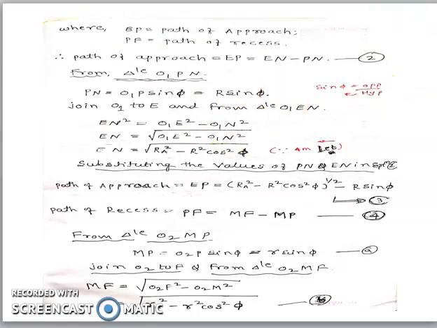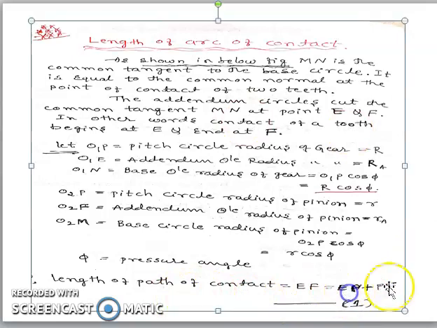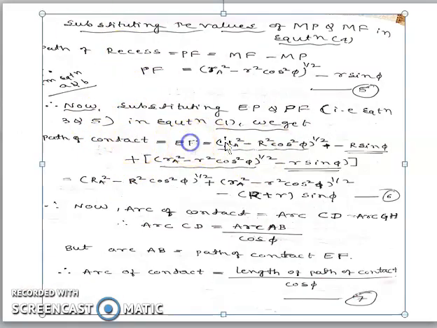So in equation 1 previously we had taken from the main figure, that is here. Substitute the values of EP and PF. So the path of contact is equal to EP plus PF. EP value from equation 3 is RA square minus R square cos square phi raised to 1 by 2 minus R sin phi, plus path of recess, that is small r square minus small r square cos square phi raised to 1 by 2 minus r sin phi. Take this, and here we will get two common terms, that is R sin phi and r sin phi. Take the common.